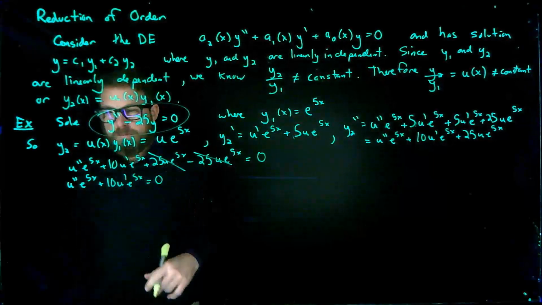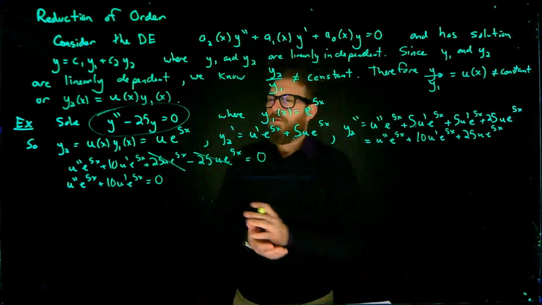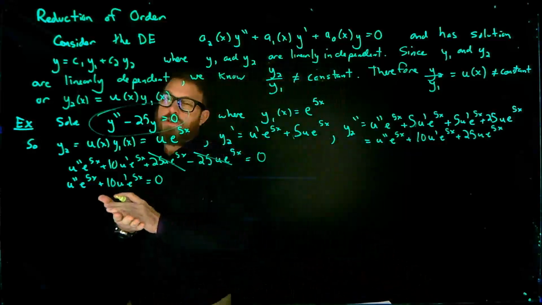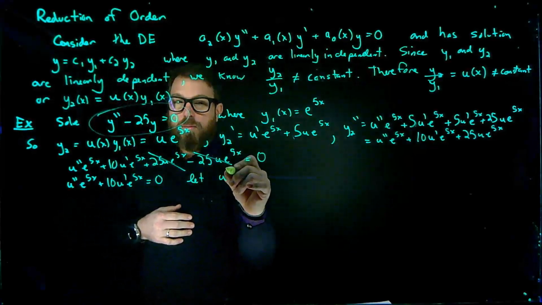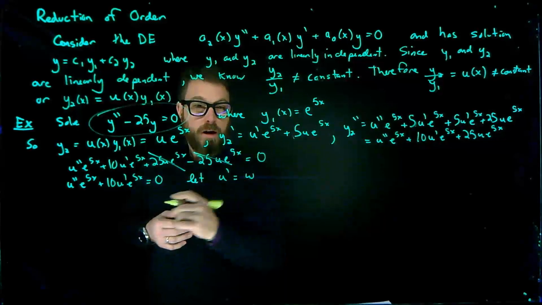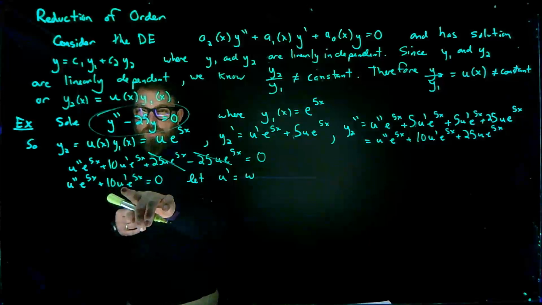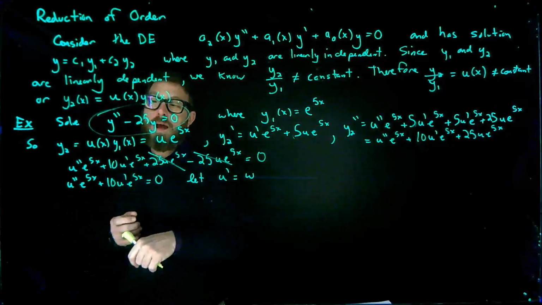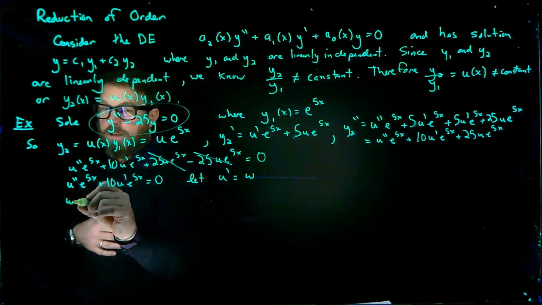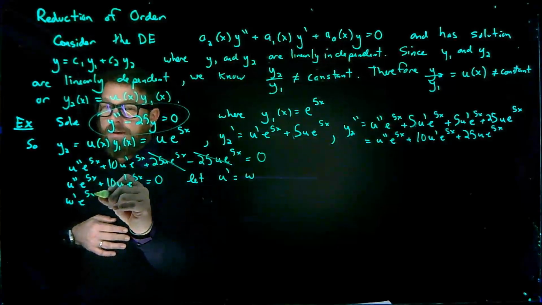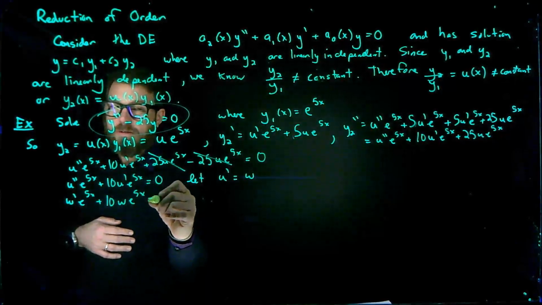is equal to 0. Now, this is where we call this reduction of order. So what I'm going to do is let u prime just equal w. If that is the case, then u double prime will be equal to just w prime. So I can write this as w prime e to the 5x plus 10 w e to the 5x is equal to 0.